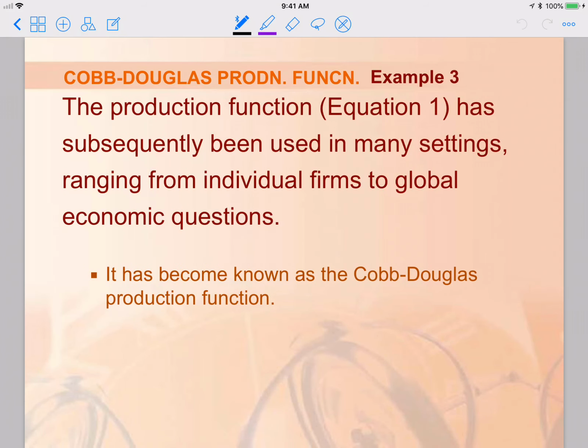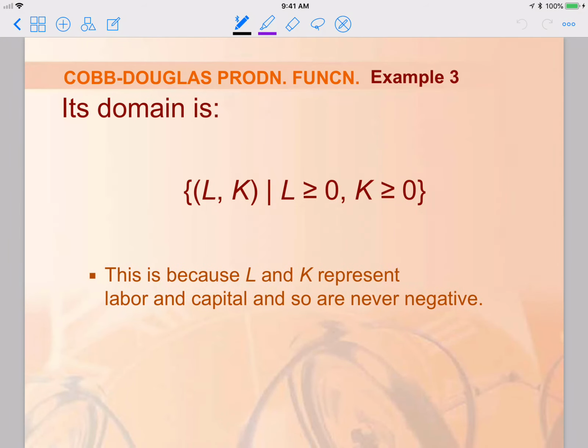The production function has subsequently been used in many settings, ranging from individual firms to global economic questions, and it is known as the Cobb-Douglas production function. The domain: L and K need to be non-negative because K represents an amount of money and L is the number of man hours. You can't have negative man hours, and you can't have negative dollars in this sense.